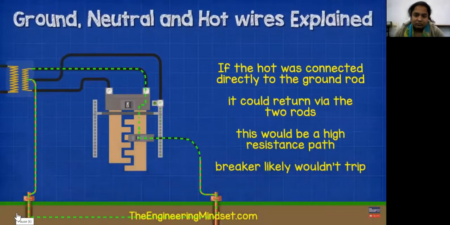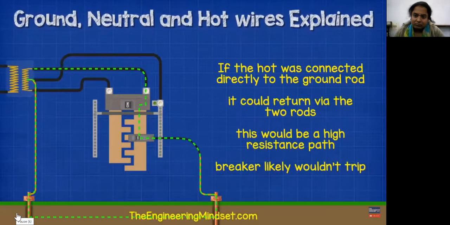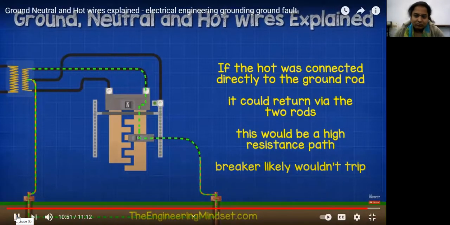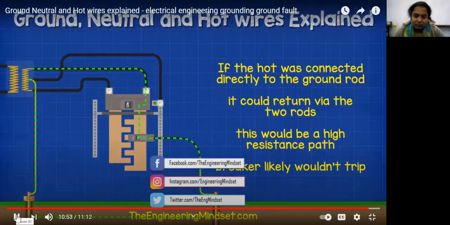Now, if the hot wire came into direct contact with the ground rod, then electricity will flow through the soil back to the transformer, but the resistance is very high, so the current will be low. This means the circuit breaker will not likely detect the fault, and the circuit breaker will not automatically flip to cut the power.